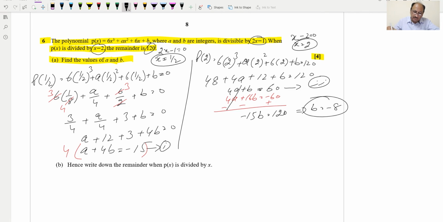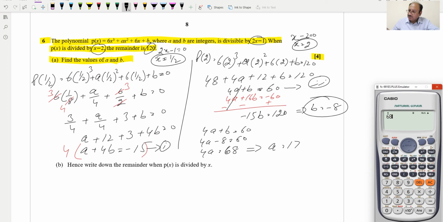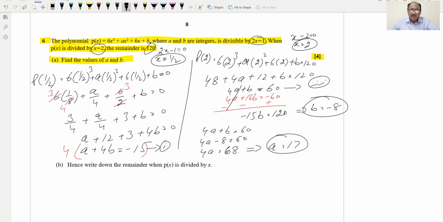We got this b value, and this one we can replace in any of the two equations. So I'm replacing in 4a plus b is equal to 60. So 4a minus 8 is equal to 60. So 4a is equal to 68. This implies a will be equal to 17. 68 divided by 4 will be equal to 17. So this will be a value. So a value is 17, b value is minus 8.